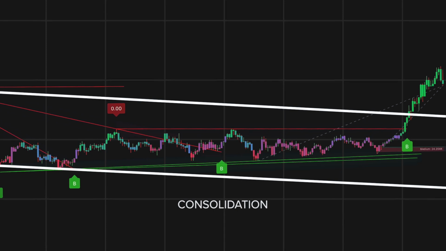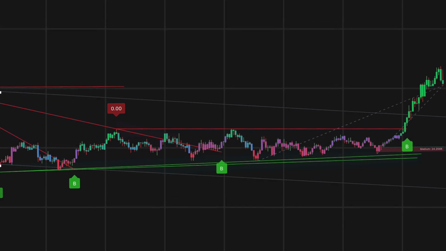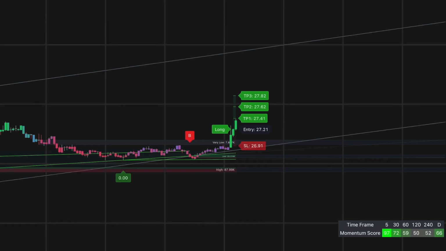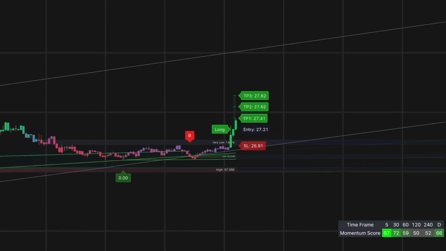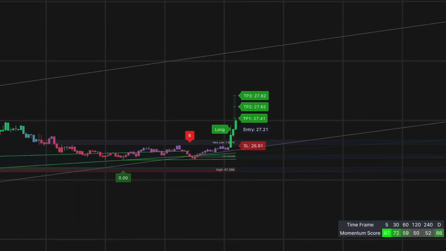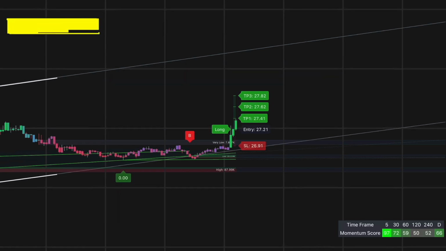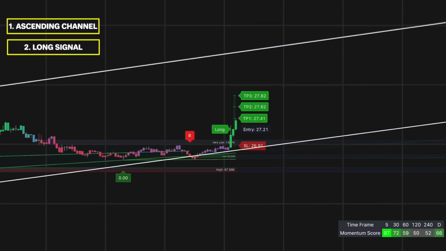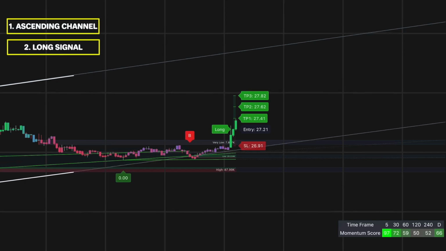Now that we've determined our indicators, let's discuss the exact conditions for opening buy and sell trades. We'll start with a long trade. Before initiating a long trade, check if the following criteria have been met. First, the trend channel is ascending. Second, the indicator issues a buy signal or a trend line break signal.